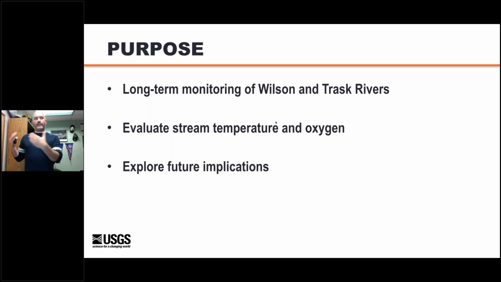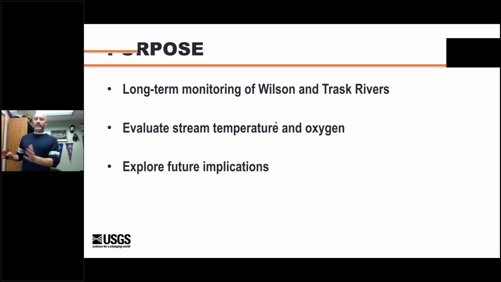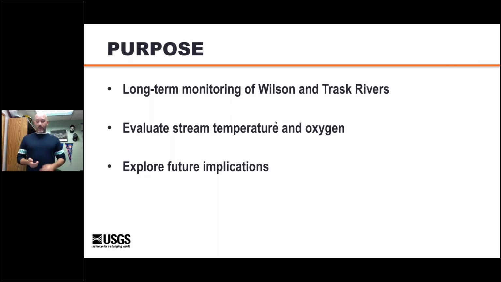The stream reaches within the Wilson and Trask that we're interested in have had histories of being too warm, as well as not having enough oxygen. There are also some sediment related issues, but we're not going to focus on that today. We're trying to understand what's going on in the environment, put it in context, and then understand going forward what implications this may have for managing the fish population, as well as managing how the water quality can be adjusted and potentially improved.